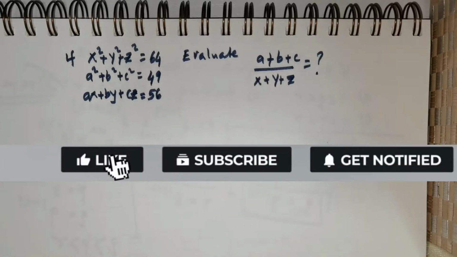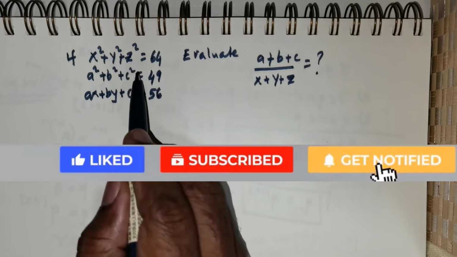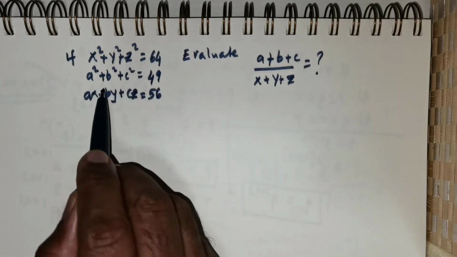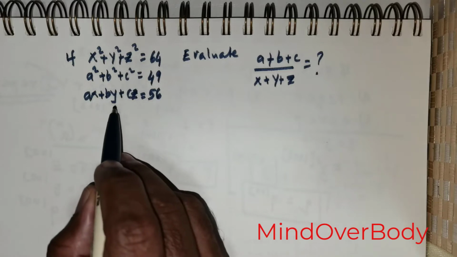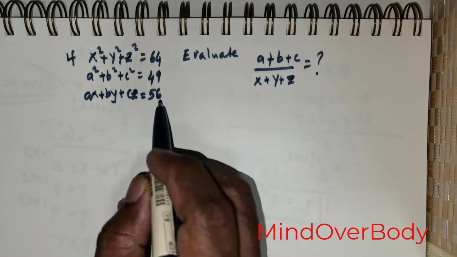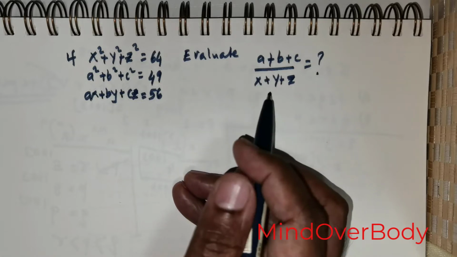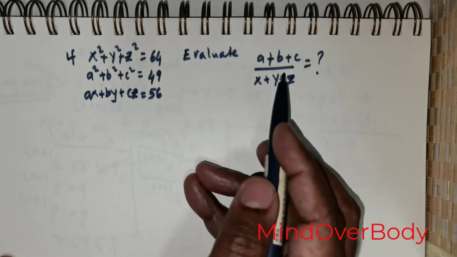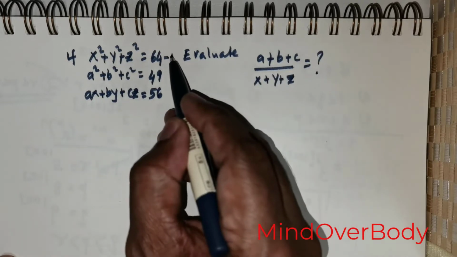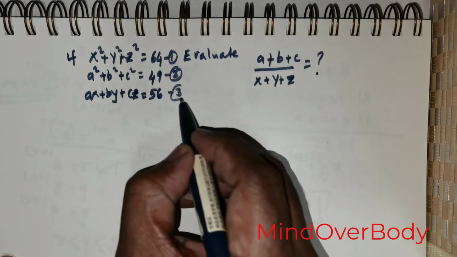Welcome students, we've been given this question: x squared plus y squared plus z squared is equal to 64, a squared plus b squared plus c squared is equal to 49, ax plus by plus cz is equal to 56. We are expected to evaluate a plus b plus c divided by x plus y plus z. So we need to obtain the value for this. I can just take these as 1, 2 and 3.